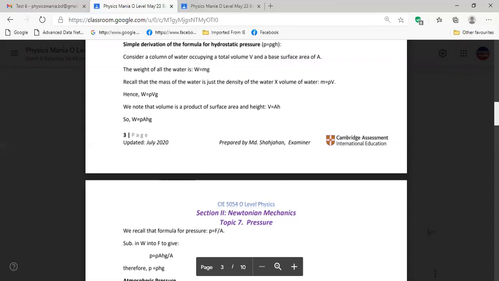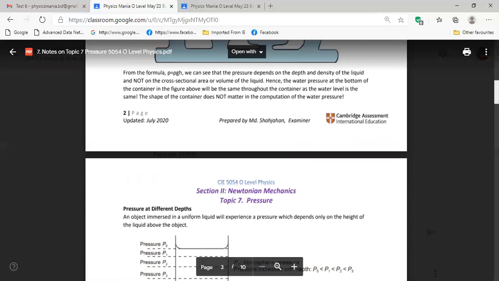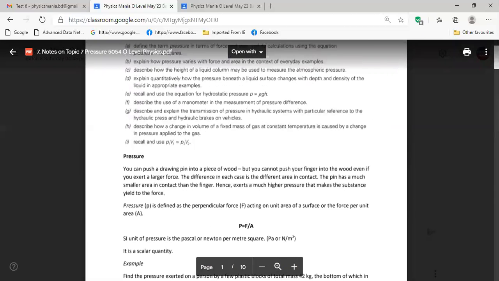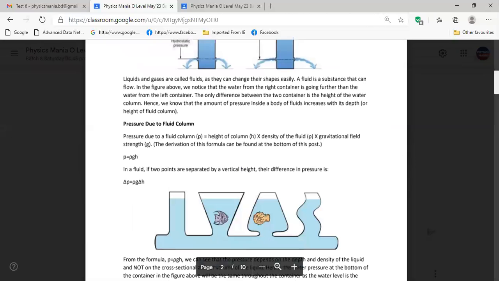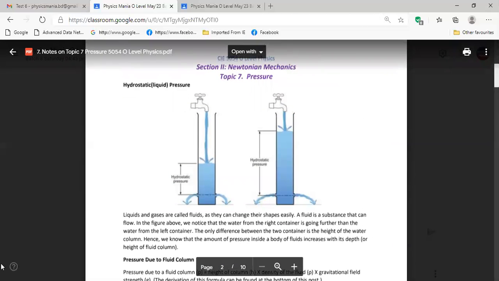So here you write the heading: hydrostatic pressure. In brackets you write liquid pressure. Hydrostatic or liquid pressure. So can you read this part now?